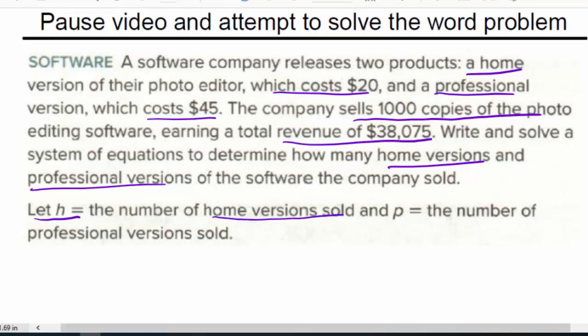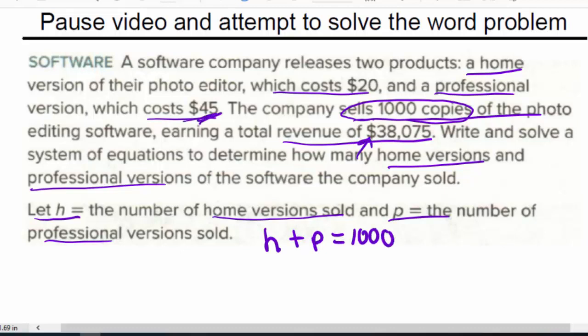H is the number of home versions sold, and P is the number of professional versions sold. But remember, back up here, we sold 1,000 copies. That's both types. So our first equation would be the number of home versions plus the number of professional versions should equal 1,000. Now the revenue, that's money, that comes from these costs that are up here, the 45 and the 20. The home costs $20 each, so that would be $20 times the number of home plus the professional at $45 times P, and their total revenue was $38,075.